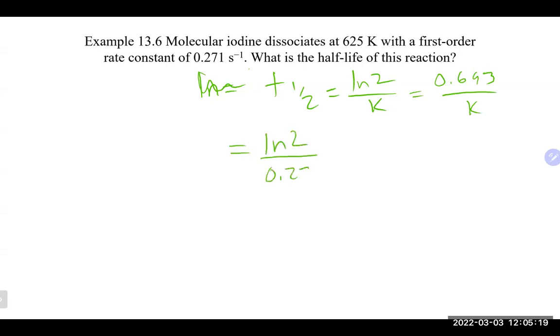Gives us 0.271 reciprocal seconds. And looks like perhaps we end up with 2.6 seconds in this case. Again, obviously, when we do the division here, seconds come up on top. And that is a super fast reaction. So every 3 seconds, you lose half of what you started with, basically. Any questions on first order and the equations that go with it? Okay.